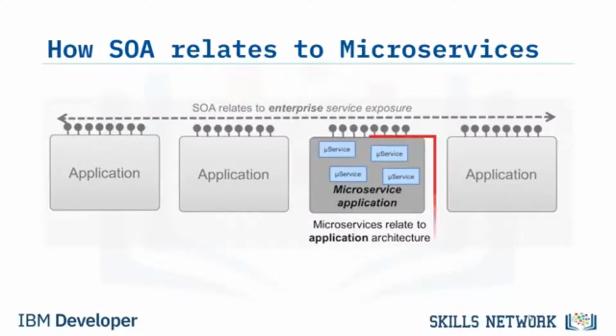In contrast, microservices architecture is an application-scoped concept. Microservices enable functions within a single application existing as small pieces of code that can be independently changed, scaled, and administered. Microservices do not define how applications talk to one another. How applications in an enterprise communicate with one another is more relevant to SOA.